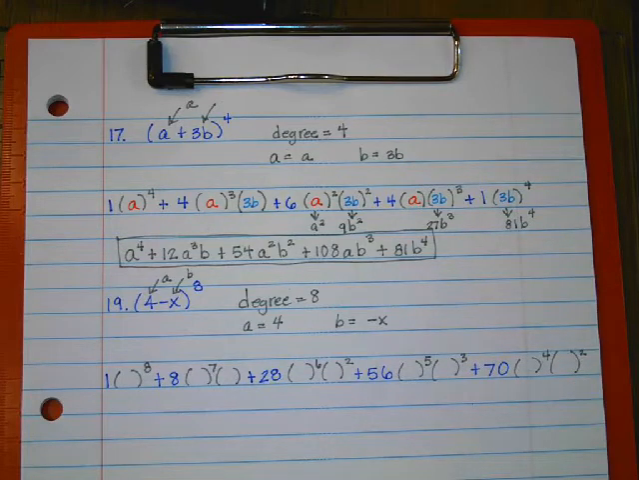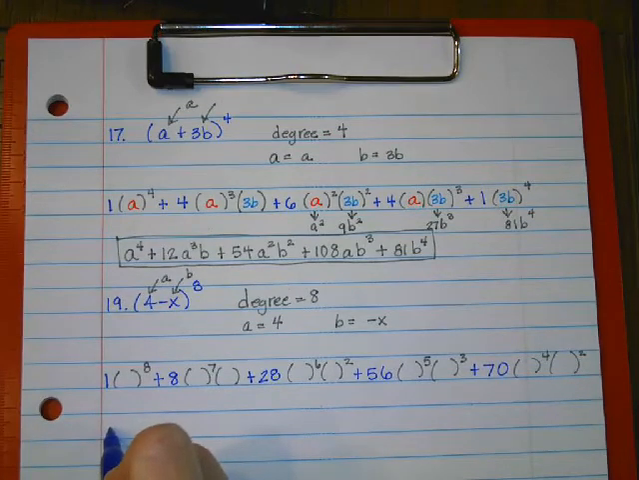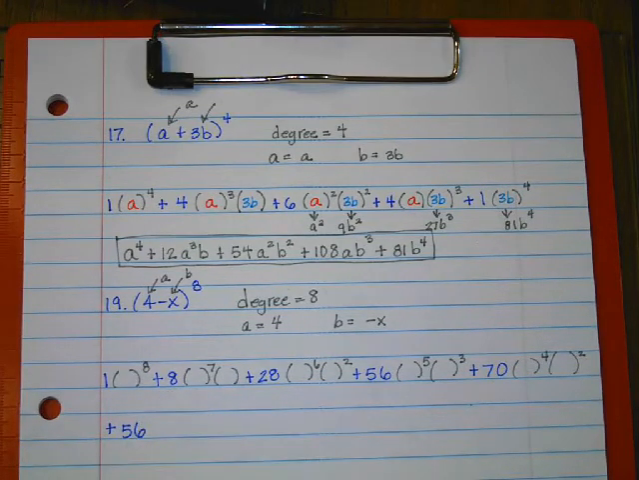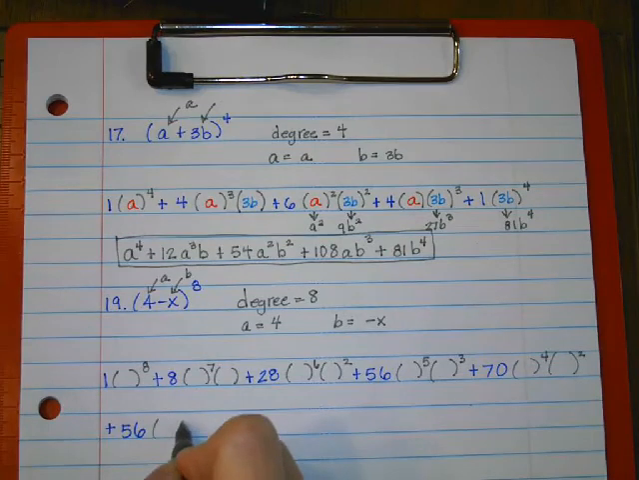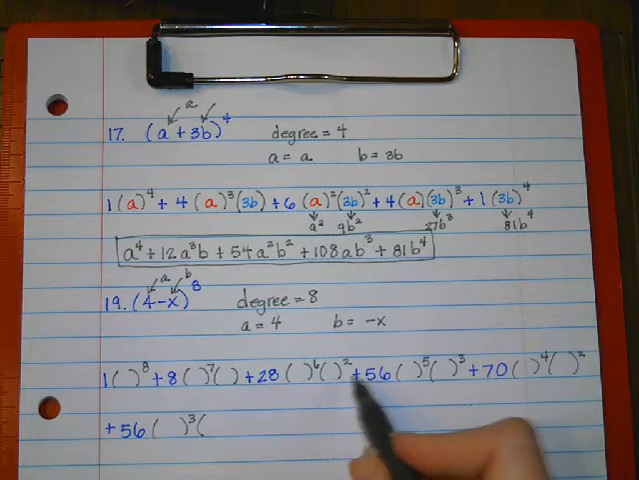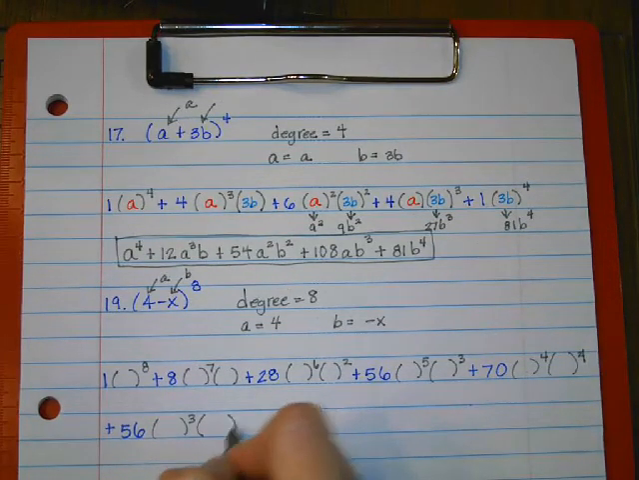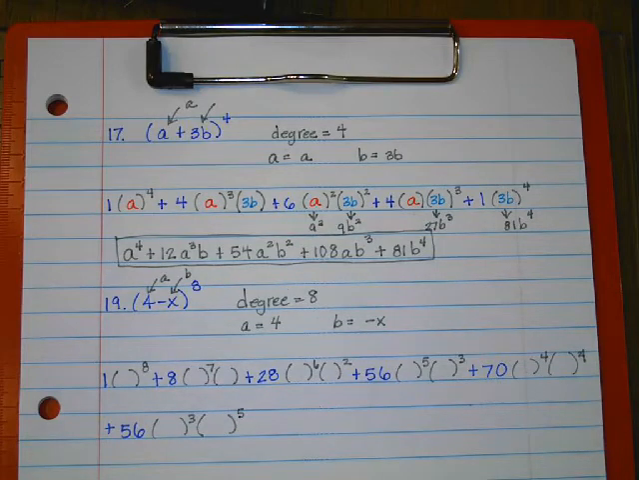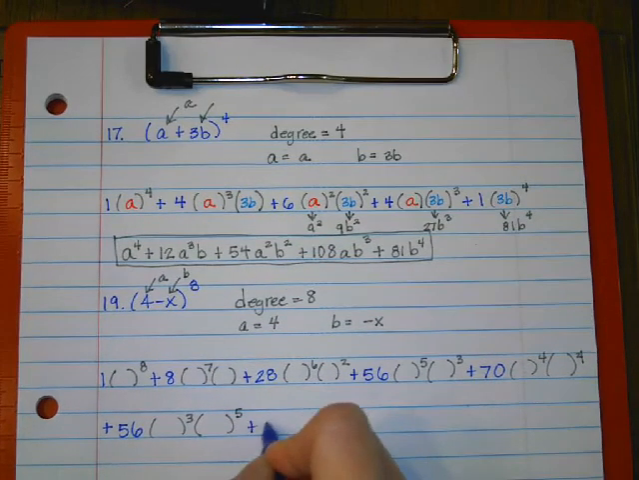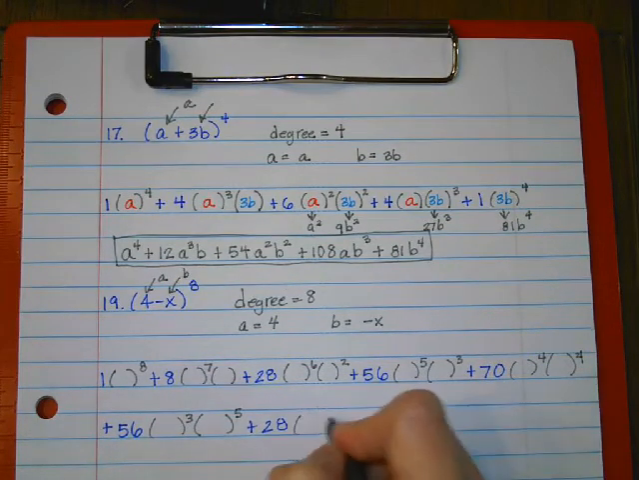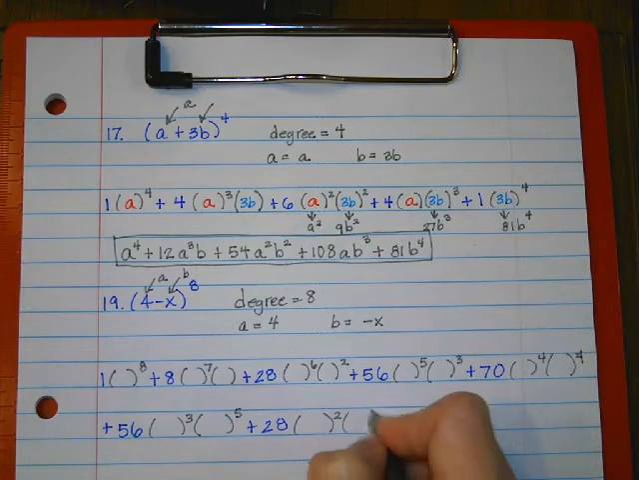I've got to go down to the next line, plus. Let's squeeze down here, plus. Our next coefficient is back to 56. Our A value is going to go down to the 3rd power, and our B value, oh, I didn't go up. 1, 2, 3, this should be a 4. Sorry, 4. So the B value is going to go up to the 5th power. Then our next coefficient is 28, and our A value goes down to the 2nd power, and our B value comes up to the 6th power.